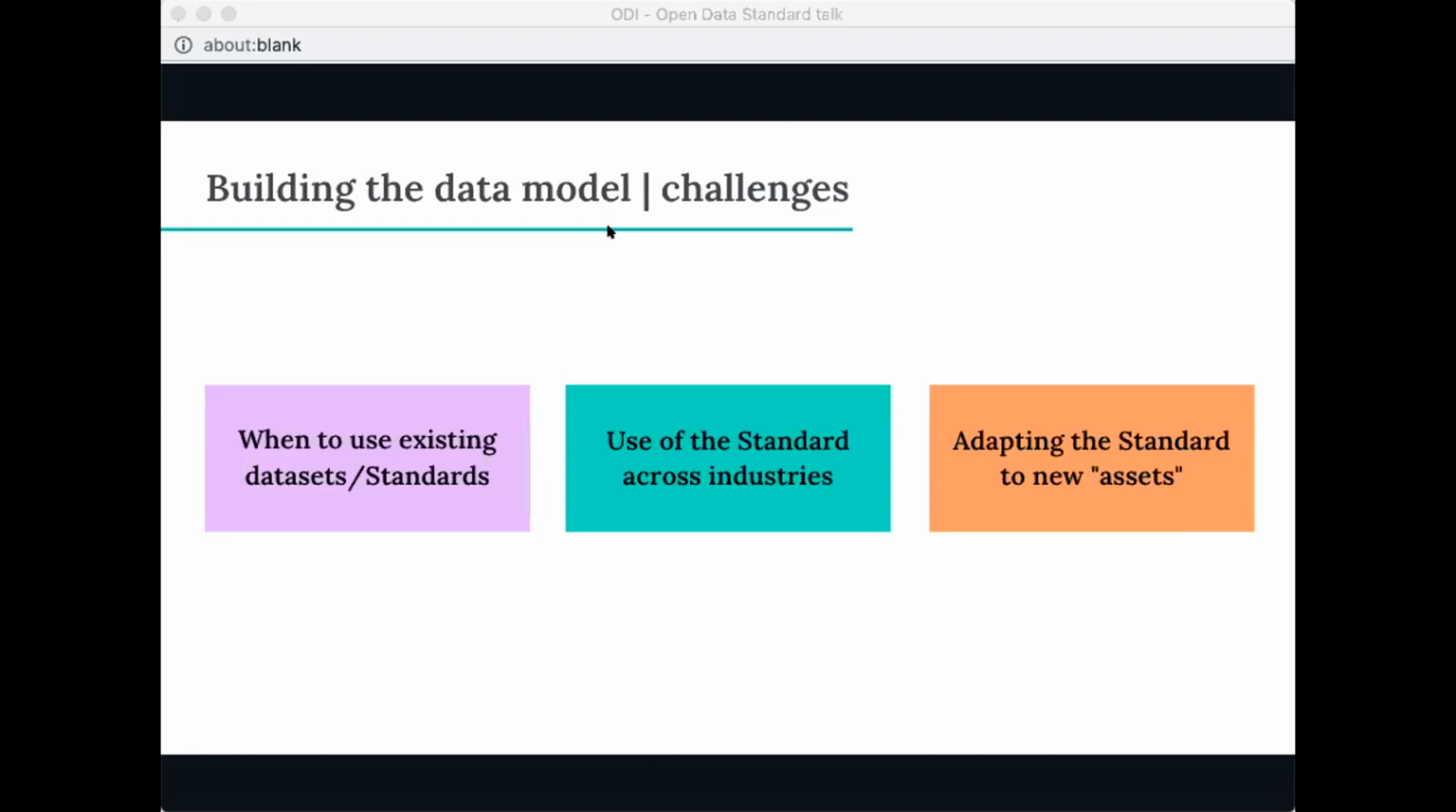And that was really, really useful. The second challenge that we found was use of the standard across industries. So packaging obviously spans many industries. We've spoken a lot to people in the food and drink and cosmetics space because they're essentially the backbone of the fast-moving consumer goods and the largest packaging polluters.